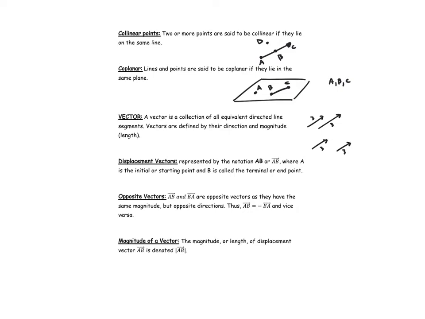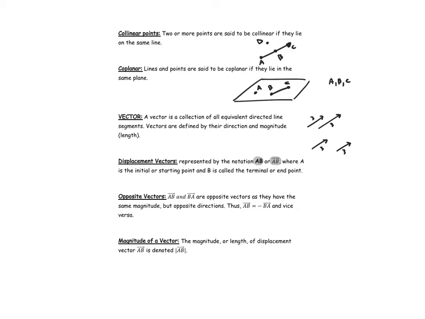A displacement vector is typically represented, as we've seen on the previous page, in this notation, one of these two. So AB or AB with the arrow over the top of it, where A is the initial or starting point and B is called the terminal or ending point.